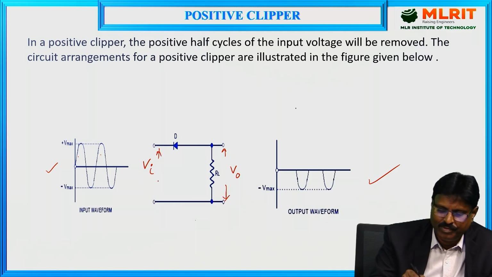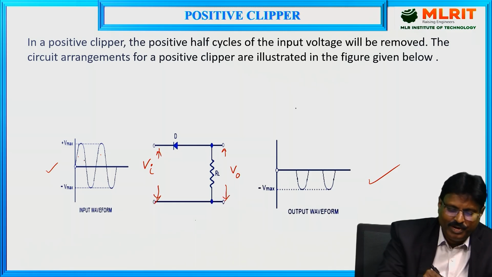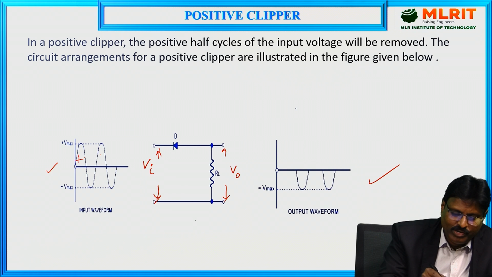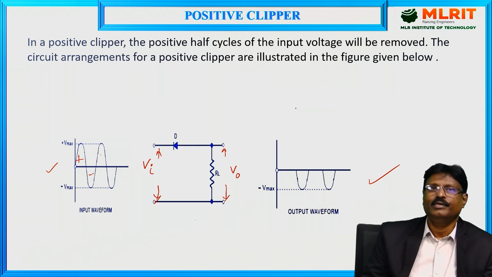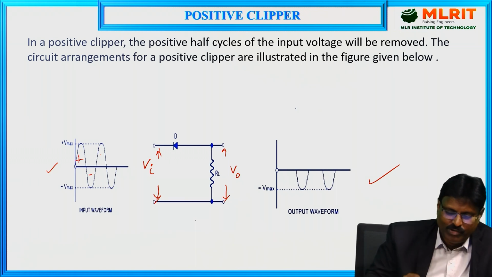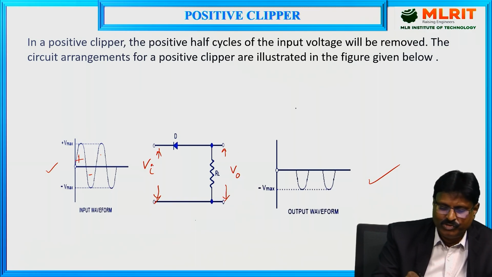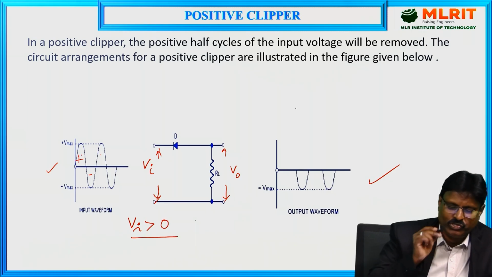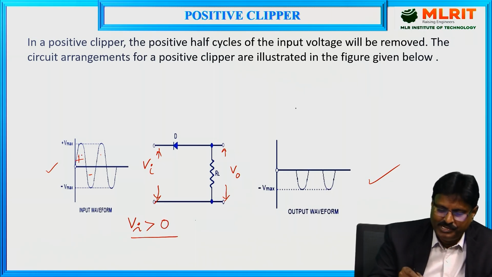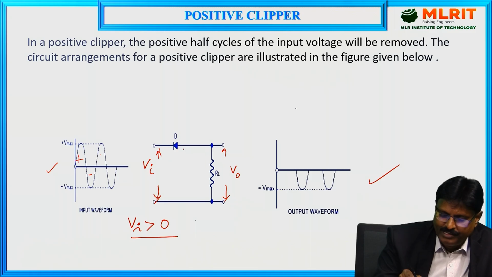This is the input voltage. Input voltage will be looking like this. This is the positive half cycle and this is the negative half cycle. During the positive half cycle, what happens? Let us see through the operation here. Whenever Vi is greater than 0, that means during the positive half cycle. So what happens here? This is a diode and this is the anode and this is cathode.